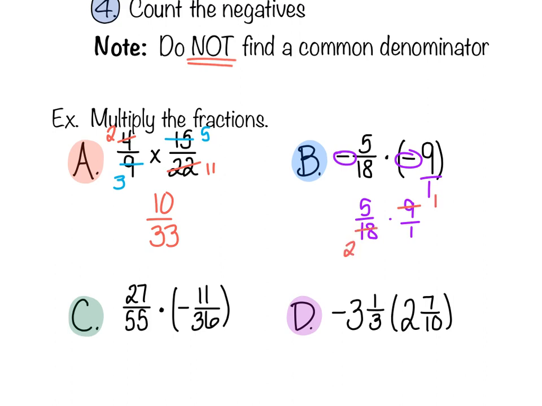Now, if you were thinking 3 also goes into 9 and 3 also goes into 18, you'd have to reduce it down again. So try to find that GCF, that greatest common factor that goes into both numbers, to save yourself some time. Then we multiply across the top to get 5. 5 times 1, 2 times 1 is 2, and then our answer is positive 5 over 2.